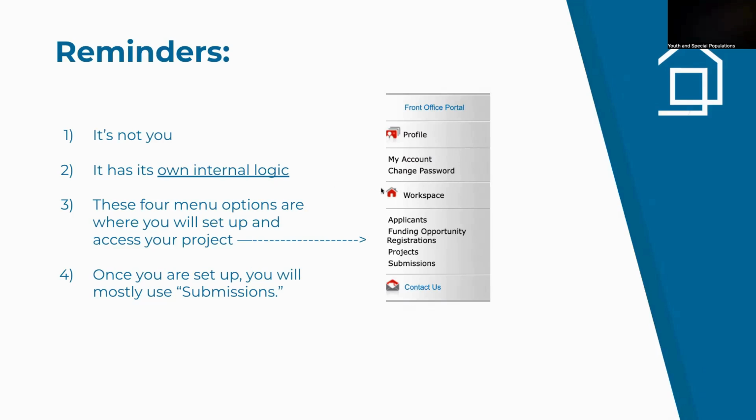And remember that these four menu options are where you will spend the most time: updating your applicant profile, registering for the funding opportunity, naming the project, and then submitting. And again, once you have done the first three steps, you don't need to go back to them. You spend most of your time in the submissions page.